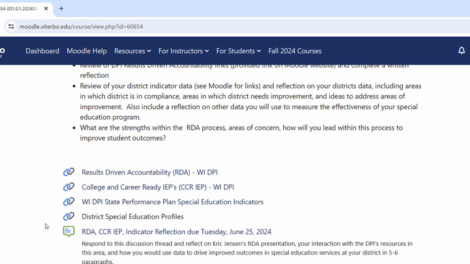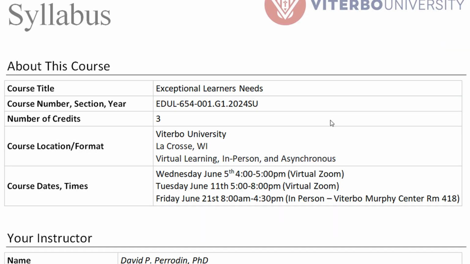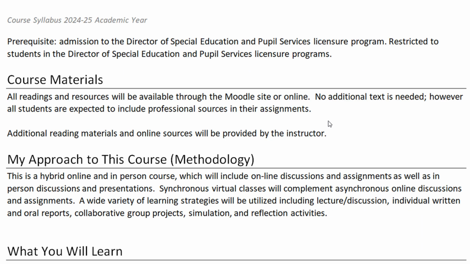And finally, you will post, and this is a couple days after our final in-person class, Tuesday, June 25th by 11:59 p.m., a 5 to 6 paragraph reflection on accountability, CCR, IEPs, and indicators, largely based off of our guest presenter, Eric Jensen. And here's the course syllabus for Educational Leadership 654. My contact information at the top. And we go down about this course.